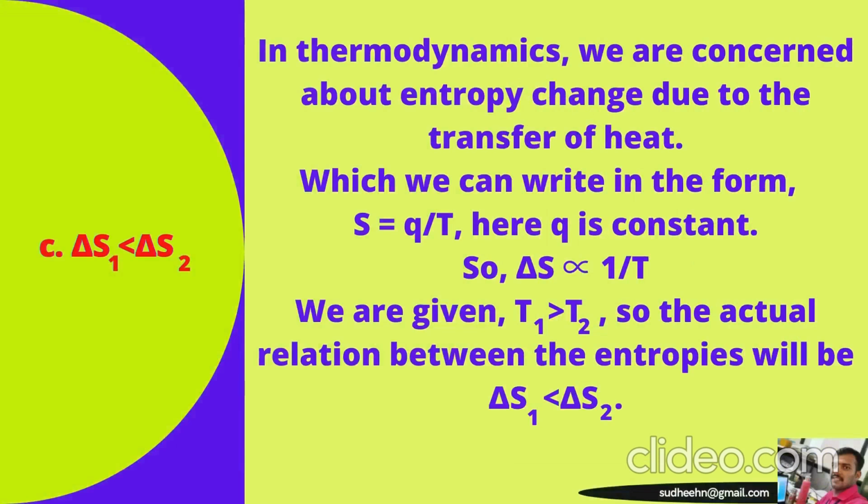In thermodynamics, we are concerned about entropy change due to the transfer of heat, which we can write in the form delta S is equal to Q divided by T. Here Q is constant, so delta S is inversely proportional to temperature. It is given T1 is greater than T2, so the actual relation between the entropies will be delta S1 is less than delta S2. This is the right answer.